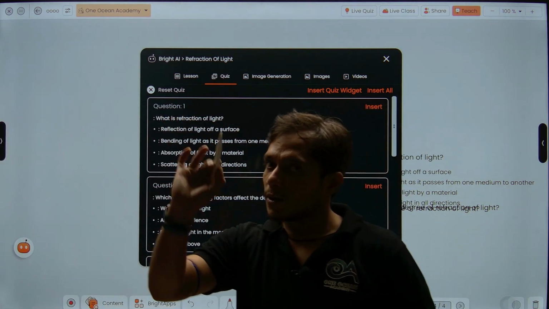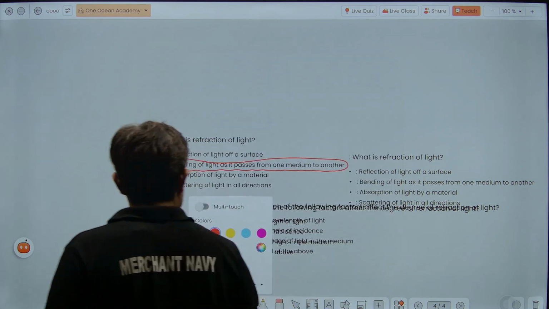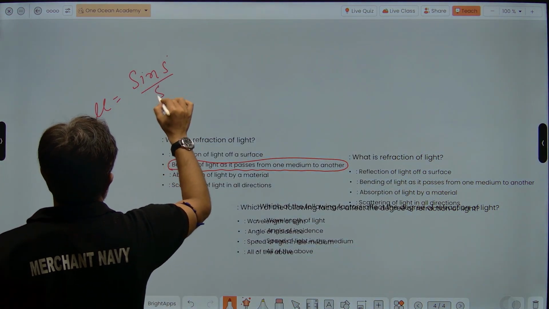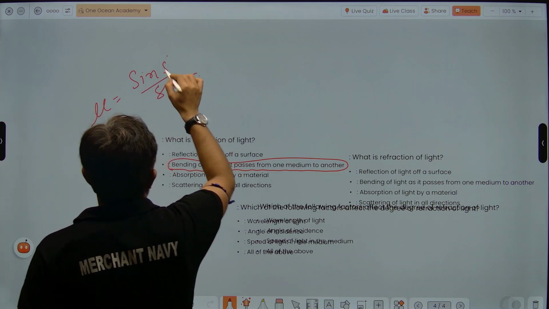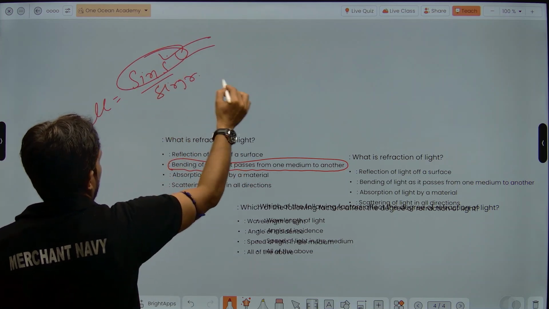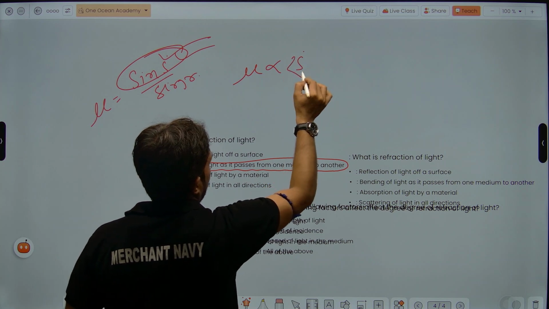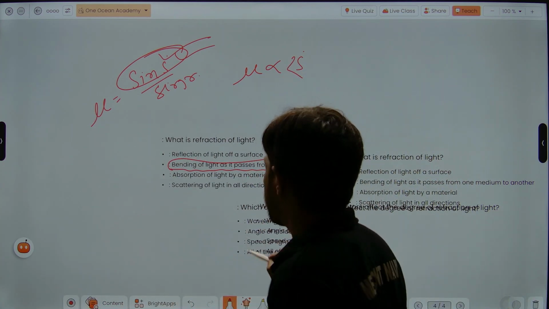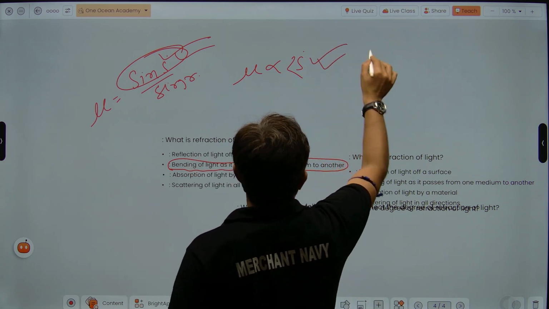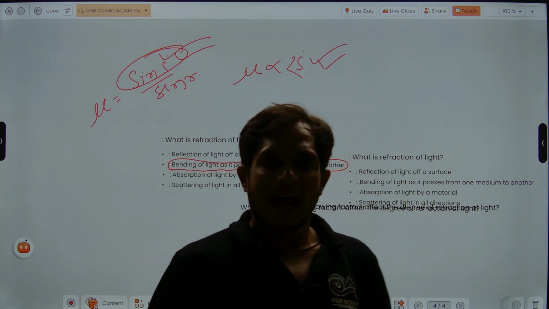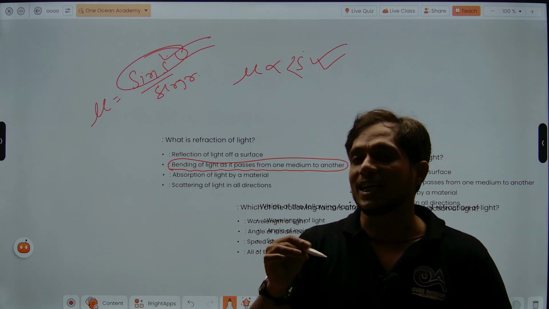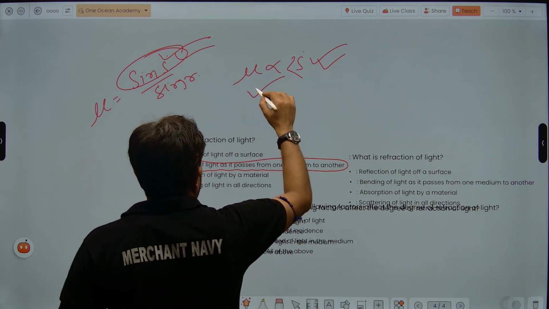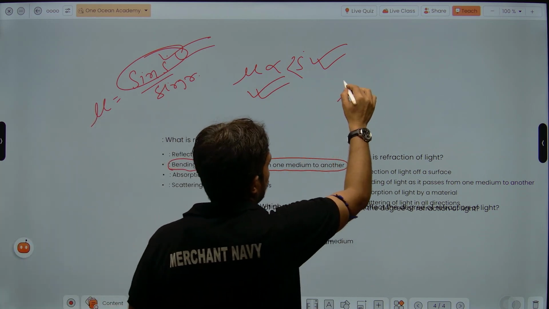So, we know that mu is sin i upon sin r. That means it is depending upon i. Mu is directly proportional to the angle of incident. So, if the angle of incident increases, mu increases, and if the angle of incident decreases, mu decreases. So, it will depend on the angle of incident. That is the case.